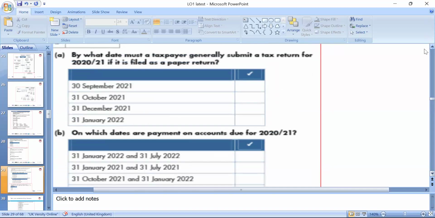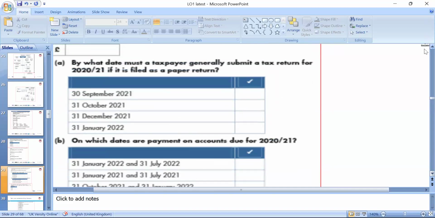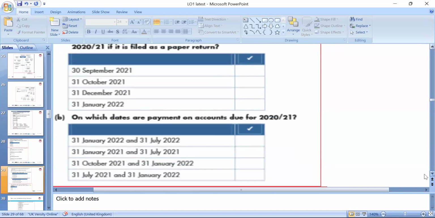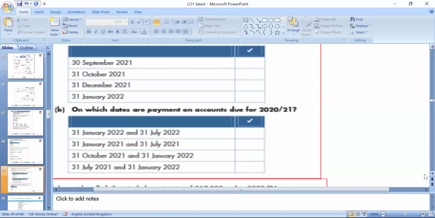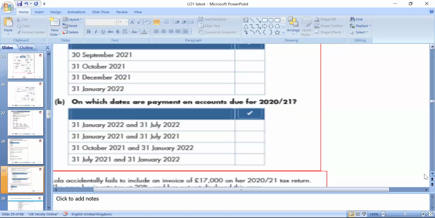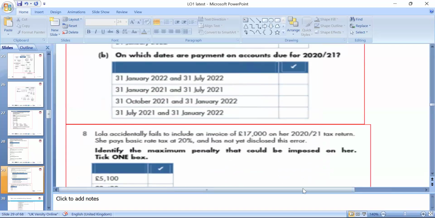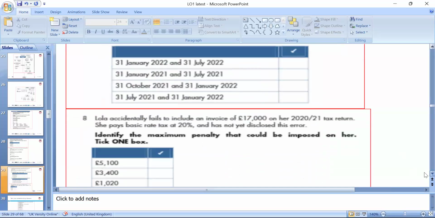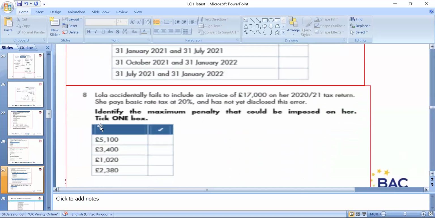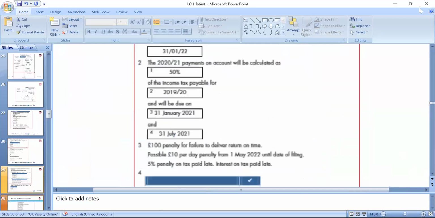And we'll pick the date before which the taxpayer must submit the tax return. We can look at the 31st January of the following year. We can submit up to that point. On which dates is the payment on account due, which we will look at in 1 minute, and we will go through. These are some examples we added, so please it's good to look at them. And all the answers we have on the next page here.